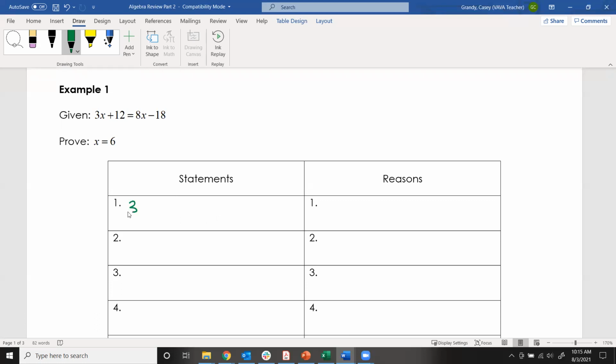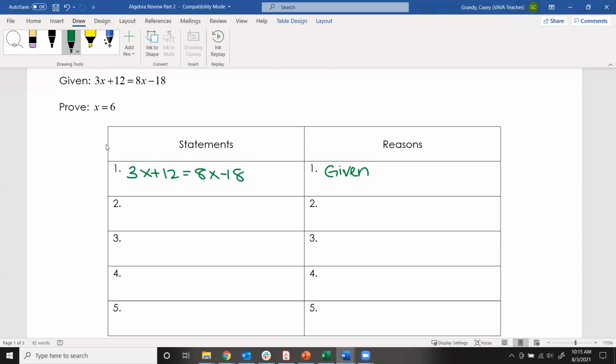And I'm going to write that here. 3x plus 12 equals 8x minus 18. How did I know that statement? That statement was given to me. Okay, so we always will start with a given. I like proofs because they always tell you the answer. I already know the answer is x equals 6. I don't even need to really solve. Well, I'm going to solve, but I know the answer already.